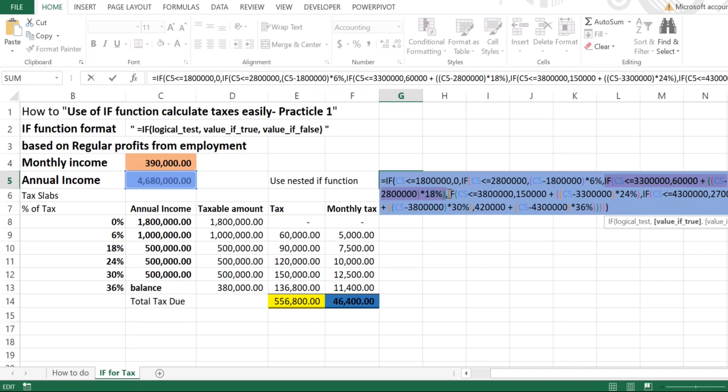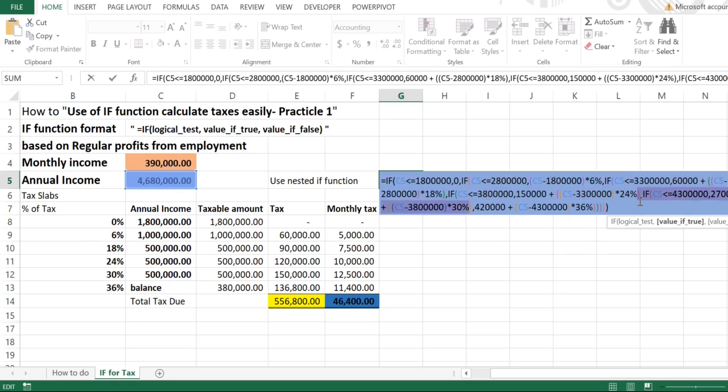Next, IF C5 less than or equal to 350,000, 15,000 plus C5 minus 300,000 into 24%. This adds a fixed 15,000 plus 24% on the next slab. Then, if C5 less than or equal to 400,000, 27,000 plus C5 minus 350,000 into 30%. Now we add 27,000 and apply 30%.